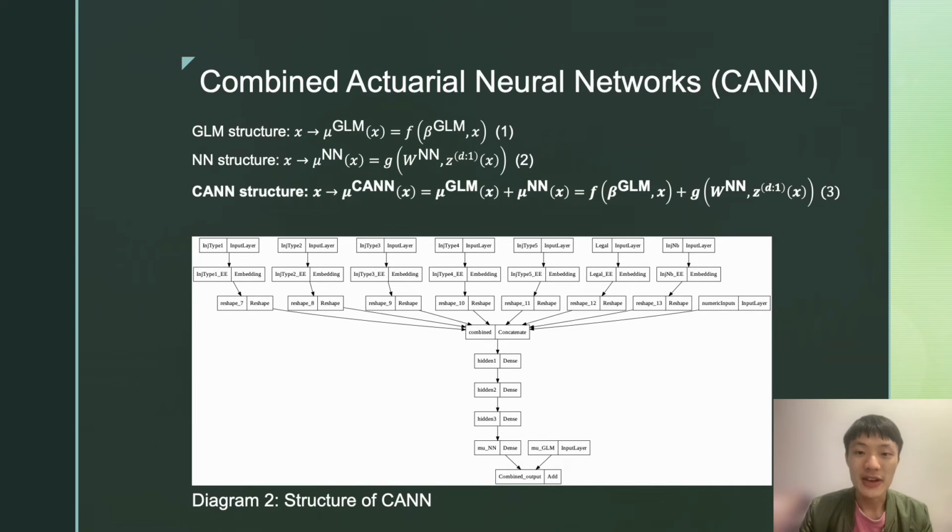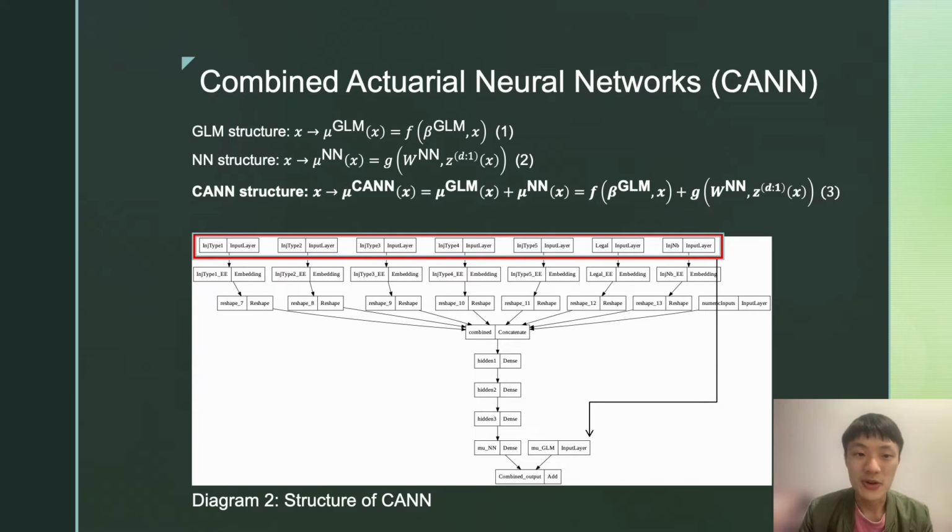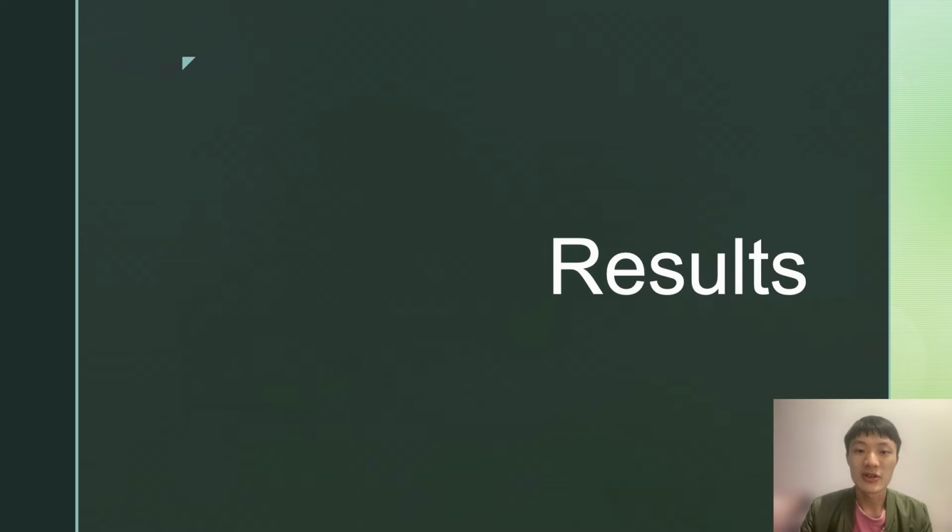The second network architecture being explored is the Combined Actuarial Neural Network, or CANN. We denote f as the regression function for the GLM with parameter beta and input space x, and g as the regression function for the neural network with weights w and a depth d. Then the regression function of CANN can be specified in equation 3 with parameters beta and w. This idea is also illustrated in diagram 2. For implementation, we can use a skip connection to add the GLM predictions to the output layer. In the next section, I will present the empirical results.